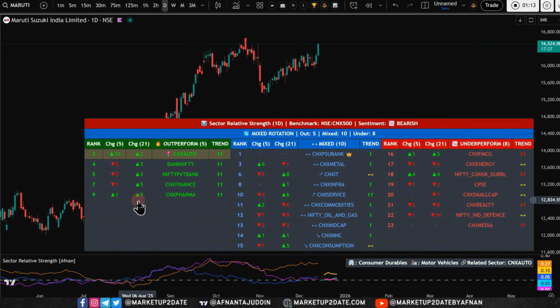It compares 26 sectors, it shows rank changes over time, and it maps your stock to its approximate related sector automatically. It compares the stock to the benchmark index, and it displays a full sentiment engine based on outperforming, mixed, and underperforming sectors. You get the kind of information that normally requires expensive websites or hours of manual work.